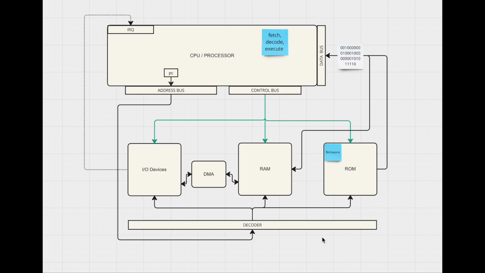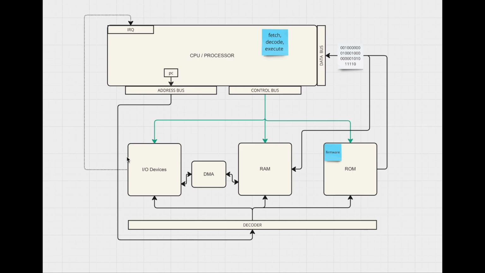Let's look at the components in the computer. So we have the CPU here, which is the brain of the computer, does all the execution. We have the memory area that usually contains the RAM and ROM. And then we have the IO devices area that helps us interact with the outside world.